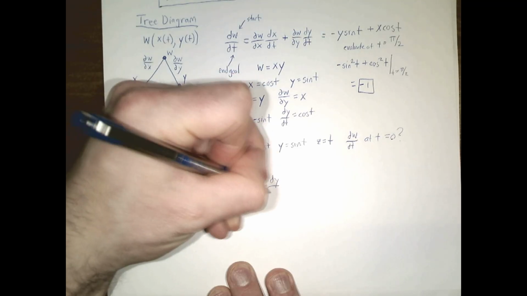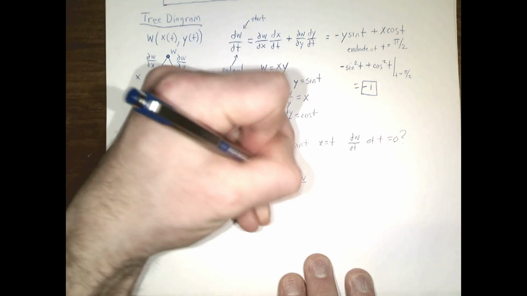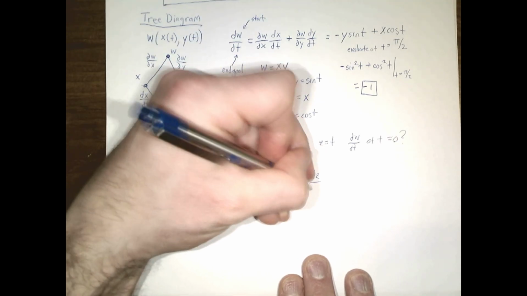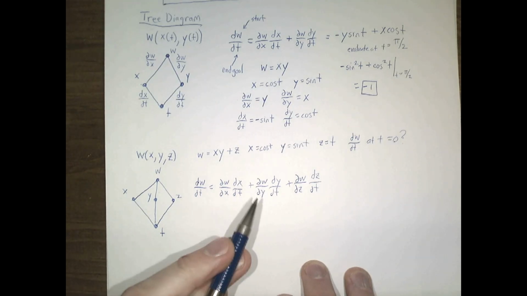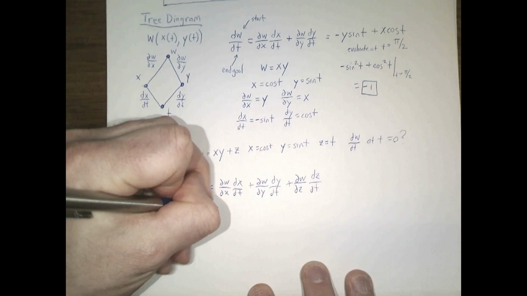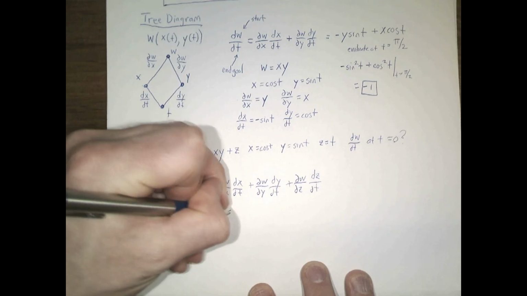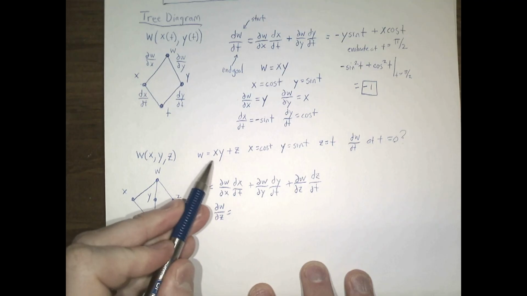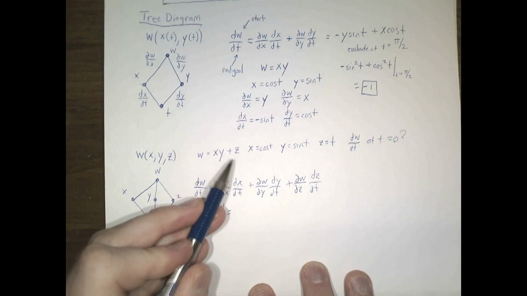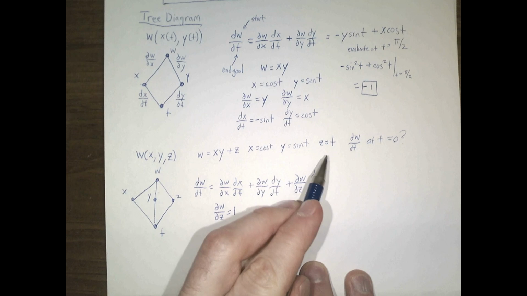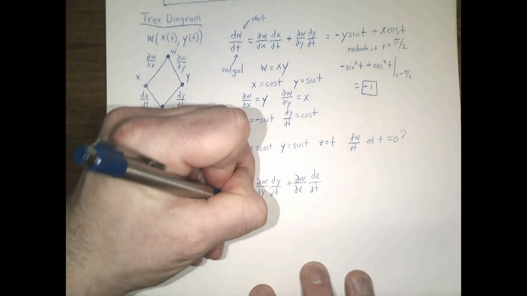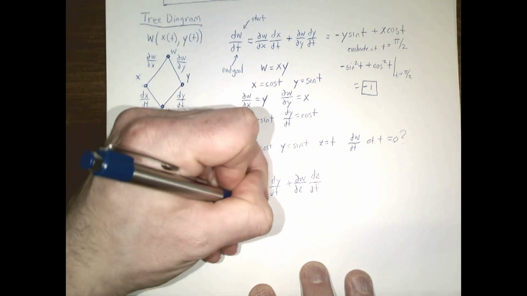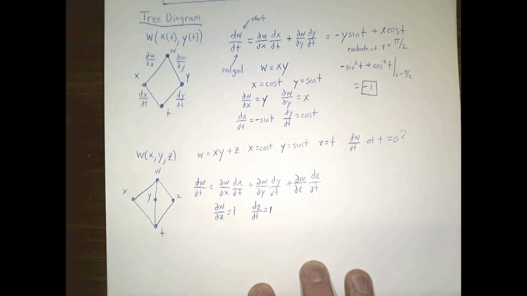dw/dy times dy/dt, plus dw/dz times dz/dt. We've already calculated the derivatives of w, y, and t. We can add to the mix dw/dz, which is just 1. x and y are constants with respect to z, so that whole term goes away, and we're left with 1. And then, hey, look, dz/dt is also going to be 1. So not a whole lot of excitement there.